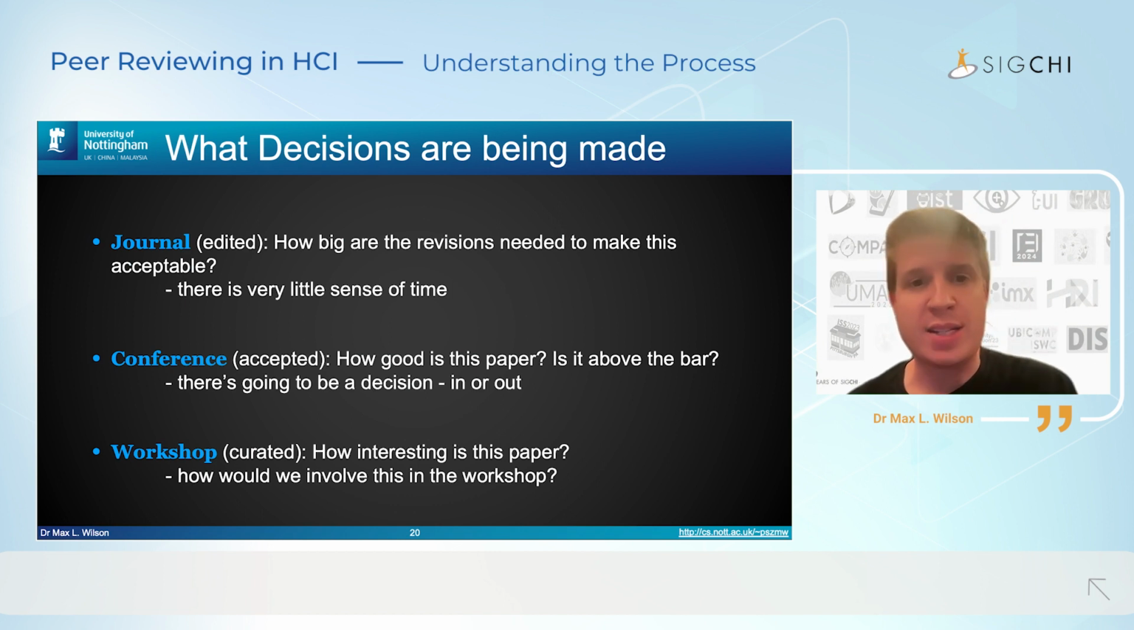For the journal, there's little sense of time. They just need to know what revisions might be needed. For the conference, they need to know, because they've got to make a decision in 2 weeks' time, is it in or out? And you're helping them make that decision. And then for the workshop, how would they involve it in the workshop? Would it be interesting to talk about?